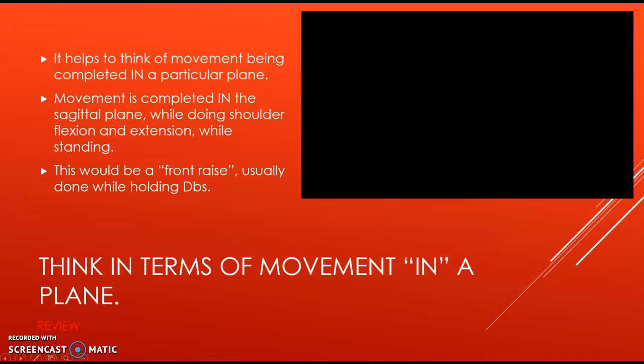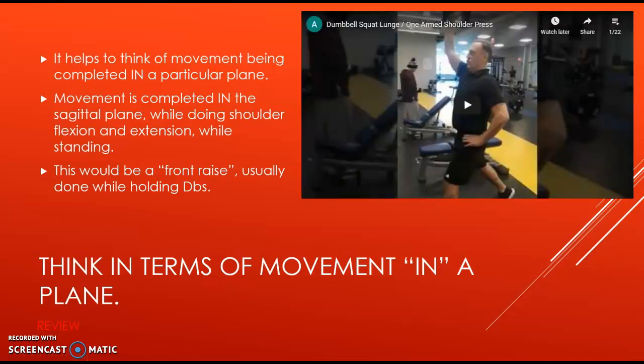All right? And I know I talked about this before. Sometimes it's easier just to think in terms of I'm moving within a plane of movement. So in this exercise here, this is a squat, lunge to shoulder press with a dumbbell. And I know I showed this in the previous presentation, but it is a sagittal plane movement, meaning if you were to take my body and divide it in half, right and left sides, the elbow and the wrist are tracking in that plane. The knee and the hip and the ankle for both legs are tracking in that plane.